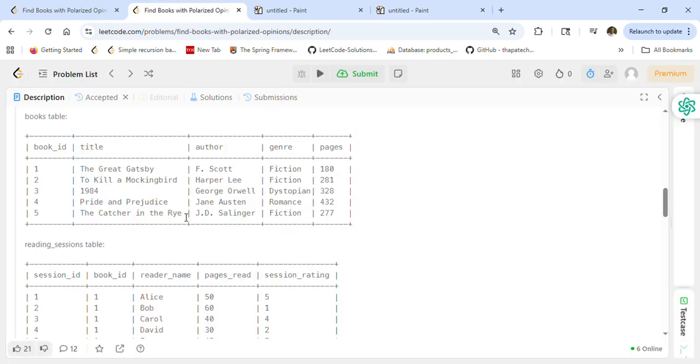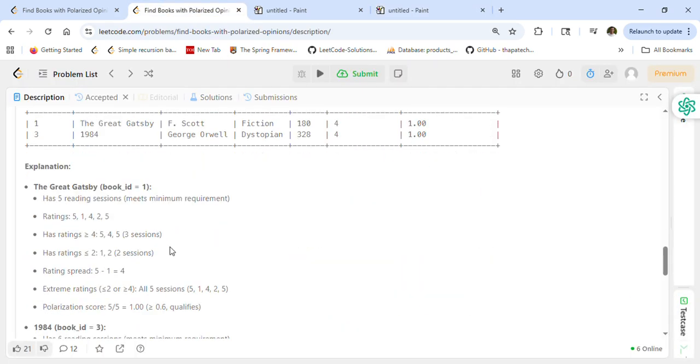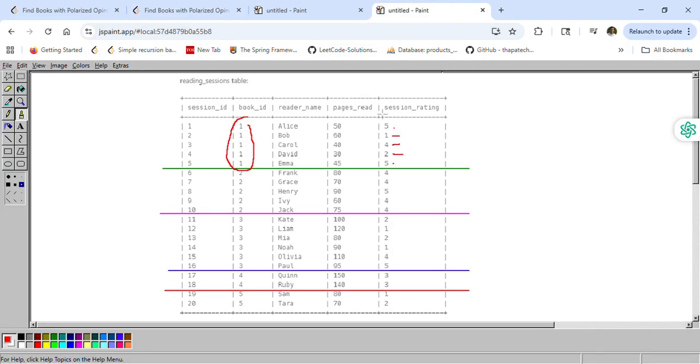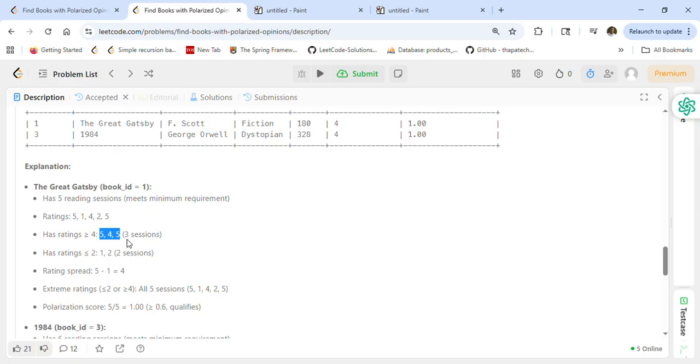So let's talk about how we can calculate different things here. Does it have a rating which is greater than or equal to 4? Yes, we have seen that 4, 5, 4 are there. This is 4, 4, 5 and 4, 5 again, right? So it's greater than or equal to 4. We have 3 such sessions.